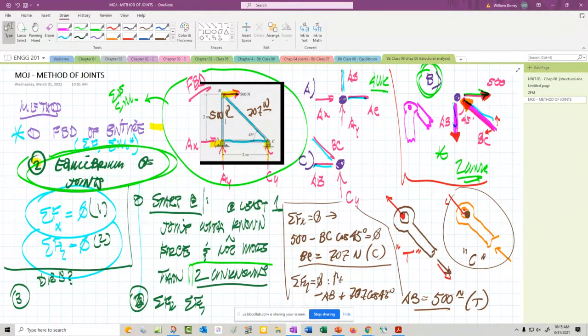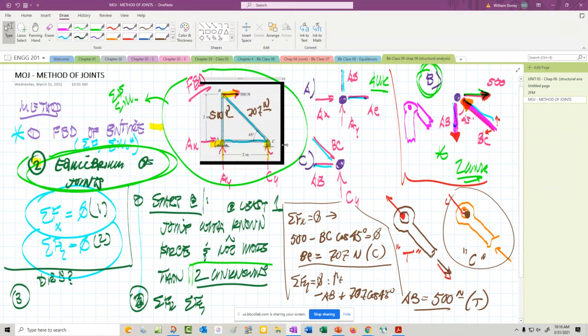So once I do one joint, I move to the second joint. Once I've done B, I can move to A or I can move to C. Really wouldn't matter. If we look at A real quick, the 500 down would be opposing this AY. So AY would be 500. And then we just have to find out what's happening horizontally here. AX would equal AC. And then looking at C, we could find out what AC is.